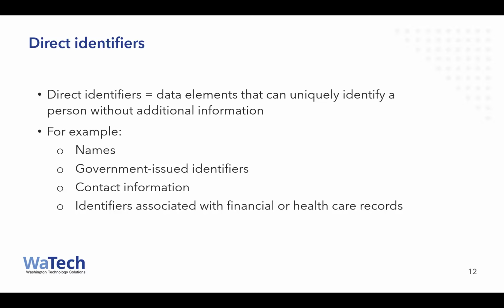And then other general identifiers that are assigned for various reasons would also fall into the direct identifier category. So an example here would be your financial account number, or in the healthcare context, you could think about your healthcare plan number or even the specific number assigned to a specific healthcare record. And those would all be examples of direct identifiers.